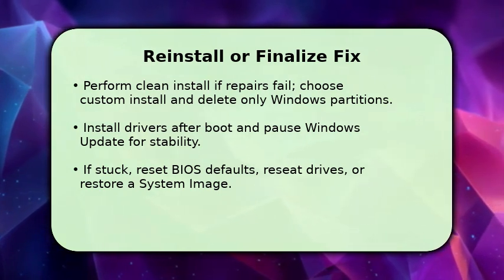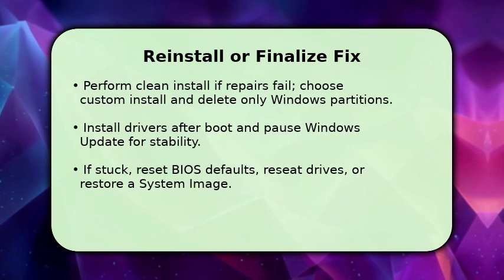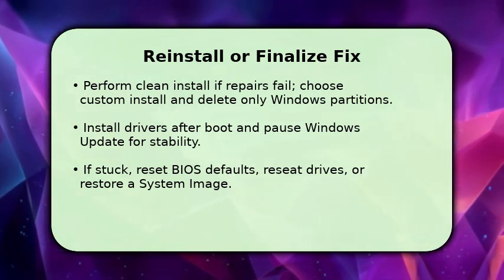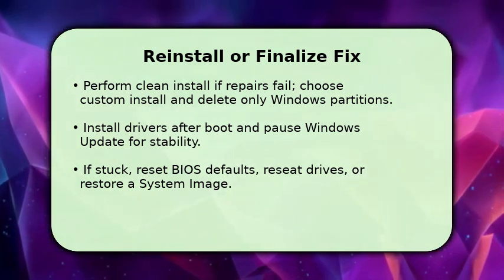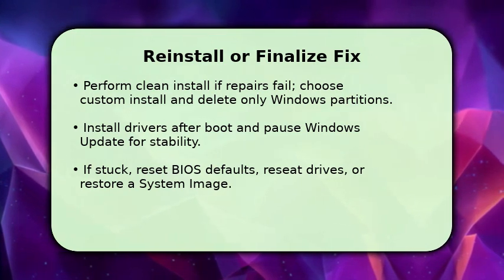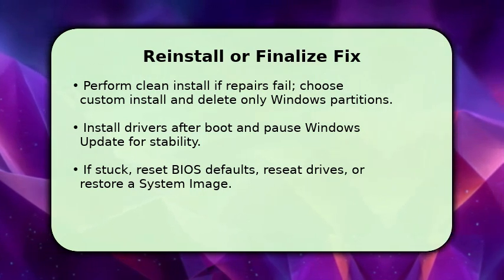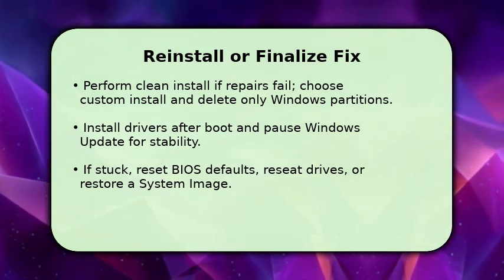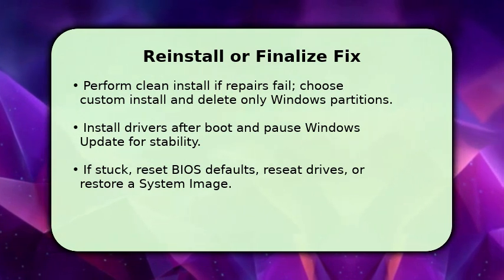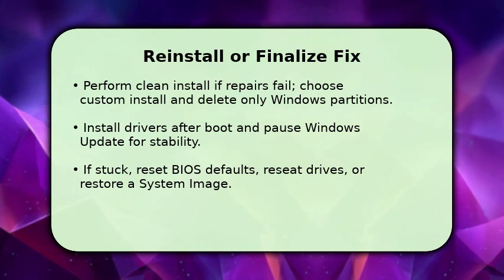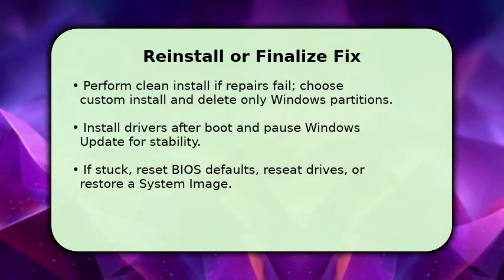Once Windows boots, install chipset and storage drivers before enabling Windows Update. Pause updates briefly to verify stability. Make sure you reactivate Windows if required and restore user files from backup. If problems continue, reset BIOS to defaults, reset SATA/NVMe drives and cables, or restore from a known good system image. These hardware-level resets often stop persistent installation loops.